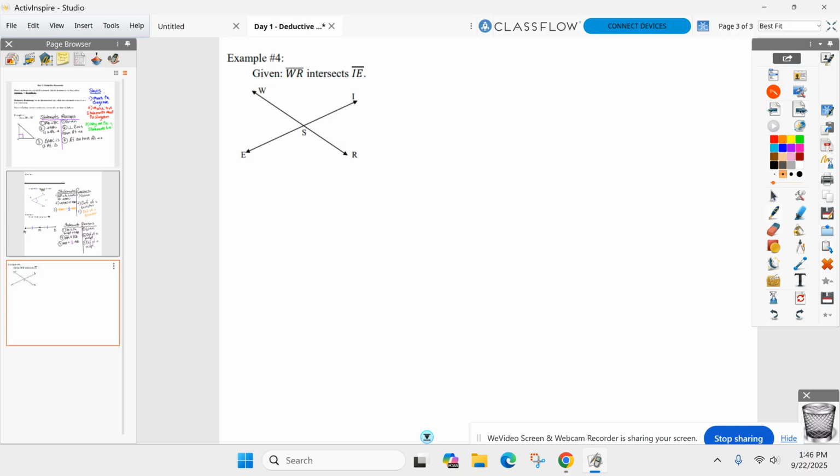Anybody, let's start here, markings. Anybody marking your diagram? Or something you think is true. Finn, you got something for me? Angle WSI is congruent to angle ESR. Don't tell me why, because obviously you know that's going to be your classmate's job.